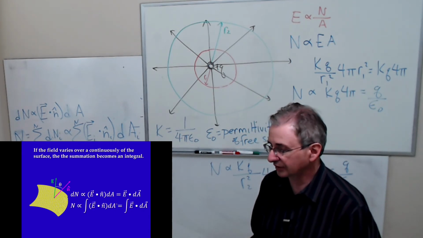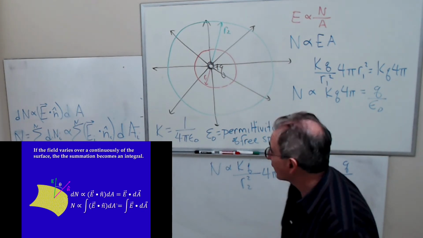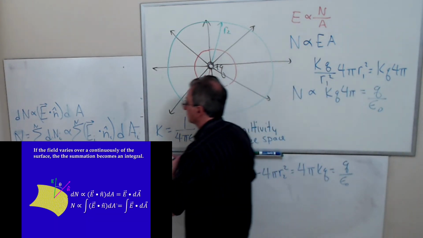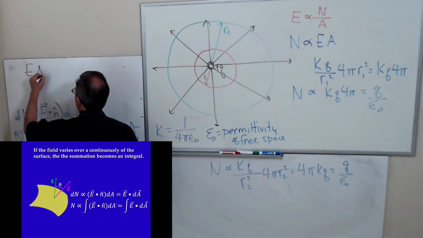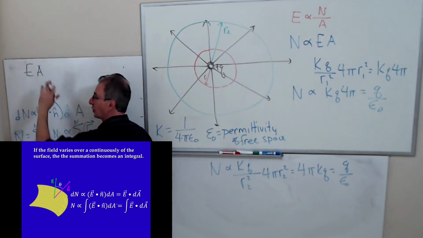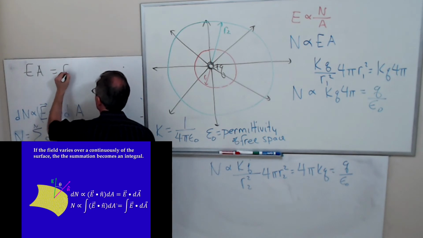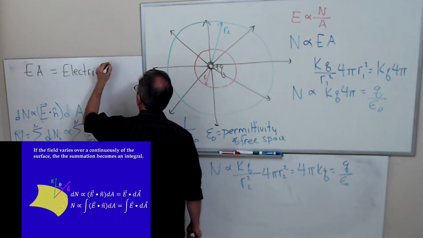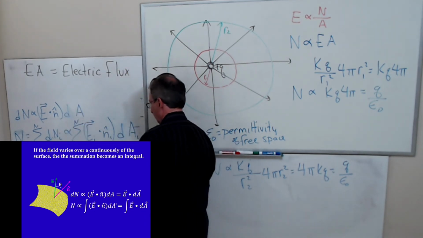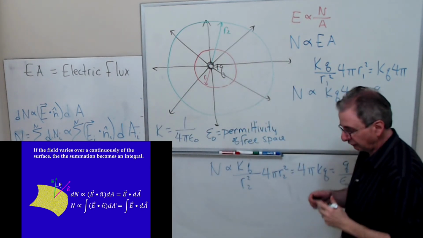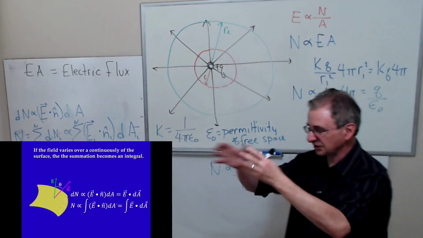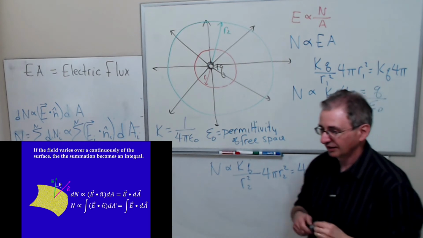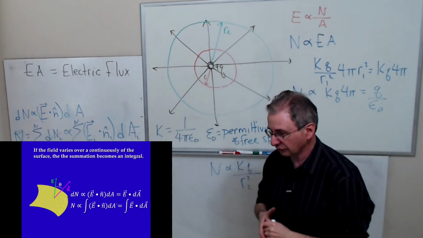That integral is called the electric flux. The product of E times A is the electric flux. Whether it's written this way or as a summation or as an integral, this is the electric flux. Flux means it represents an outward flow, in this case the field lines. But when you talk about water, it represents the flow of water through a surface.